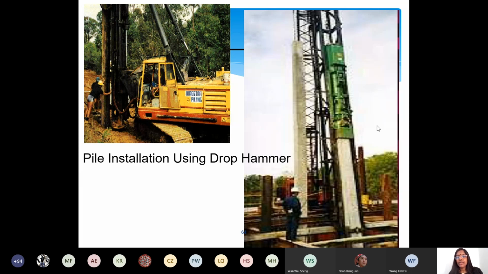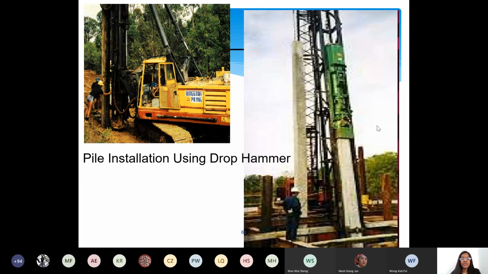See here, a vehicle is carrying the crane, and the crane is holding the hammer, and then it is driving inside. The picture is not so clear in this one, but here you can see the hammer arrangement, right? And this is being pulled up and down. And this is the precast concrete. Concrete sections are placed one after another and driven inside.